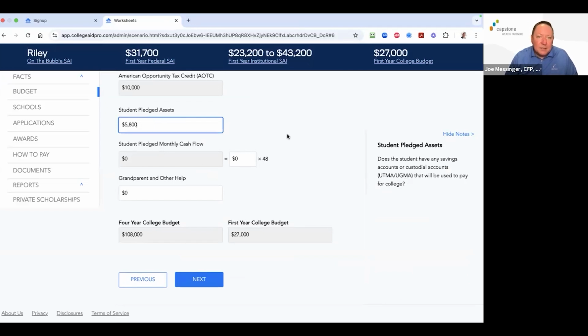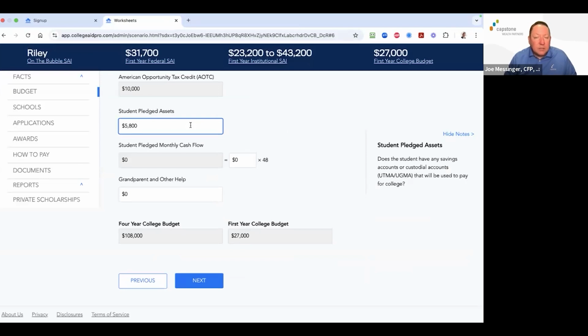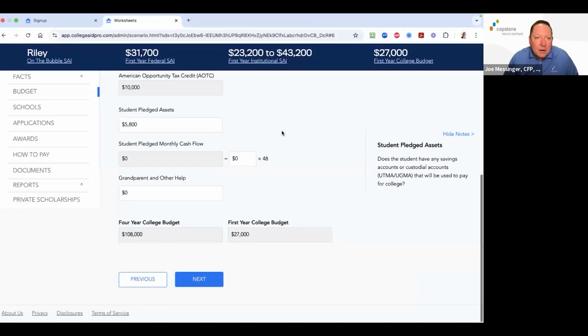Student pledged assets. This is if they have money, will it go towards the actual cost of college? Because books and all that's all part of that cost. So if they have money from birthdays, or maybe they got a big gift from an aunt or an uncle, is that going to go towards school? Put that on the board.